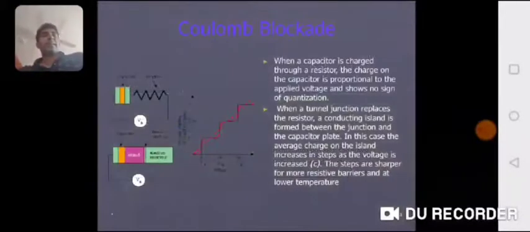Coulomb blockade. When a capacitor is charged through a resistor, the charge on the capacitor is proportional to the applied voltage and shows no sign of quantization. When a tunnel junction replaces the resistor, a conducting island is formed between the junction and the capacitor plate. In this case, the average charge on the island increases in steps as the voltage is increased. The steps are sharper for more resistive barriers and at lower temperatures.